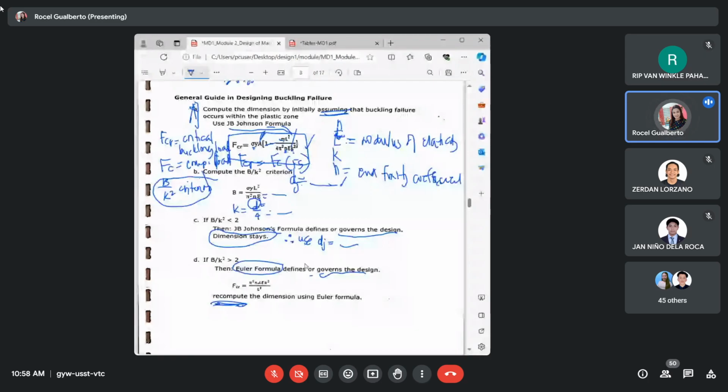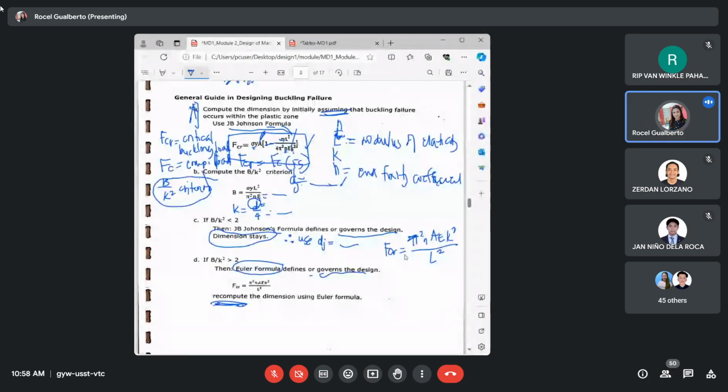FCR equal to pi squared N A E K squared. Okay? Pi squared N A T K squared over L squared. Okay? So, kung ano po yung mga ginamit natin kaninang value dito sa JB Johnson, yun din po ang gagamitin natin dito sa Euler formula.